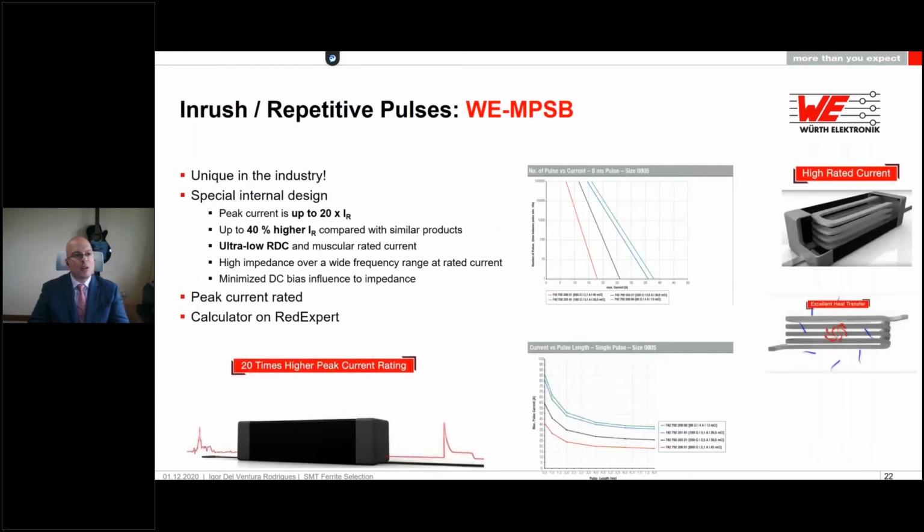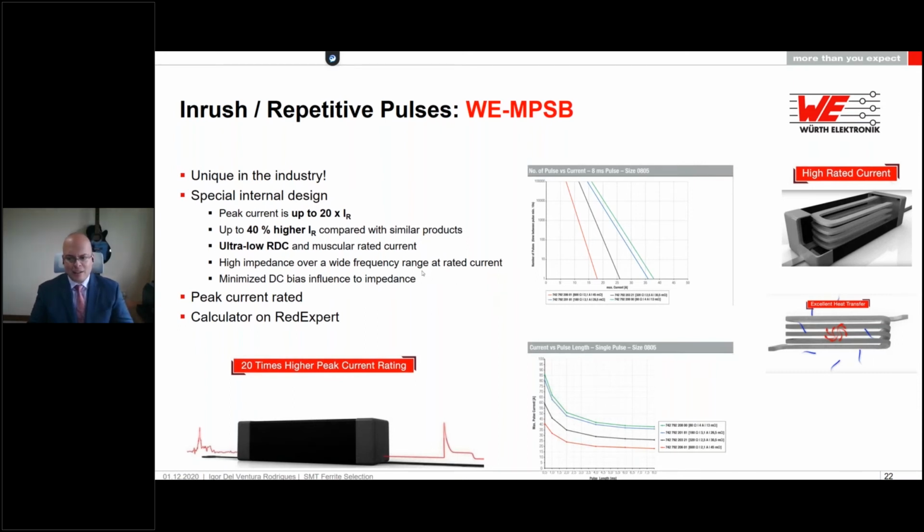And for special inrush applications or applications that have repetitive pulses, you can utilize WE-MPSB. This is a really special kind of ferrite that is unique in the industry, and it's got a special internal design that allows you to withstand these pulses without literally breaking the ferrite. And this ferrite is specified for pulses for inrush current. So you have the specification on the data sheet, and you can visualize these as well on RedExpert, and we'll do this together later on in this presentation.